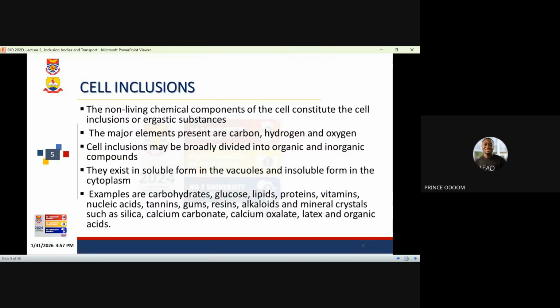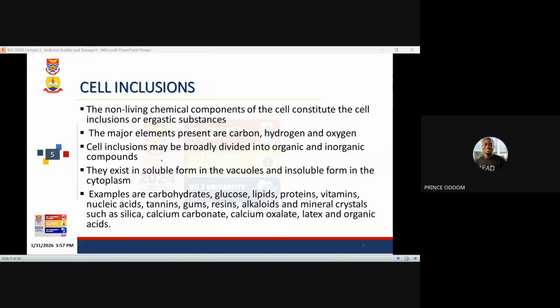So let's come to the cell inclusions. They are the non-living chemical components of the cell, also known as the ergastic substances. You may remember that we looked at the non-living component of the cell, where we made mention of some atoms, some elements, and then some molecules. So they are what is termed the inclusion elements. Some refer to them as the ergastic substances, others as cell inclusions. They are simply these chemical components of the cell.